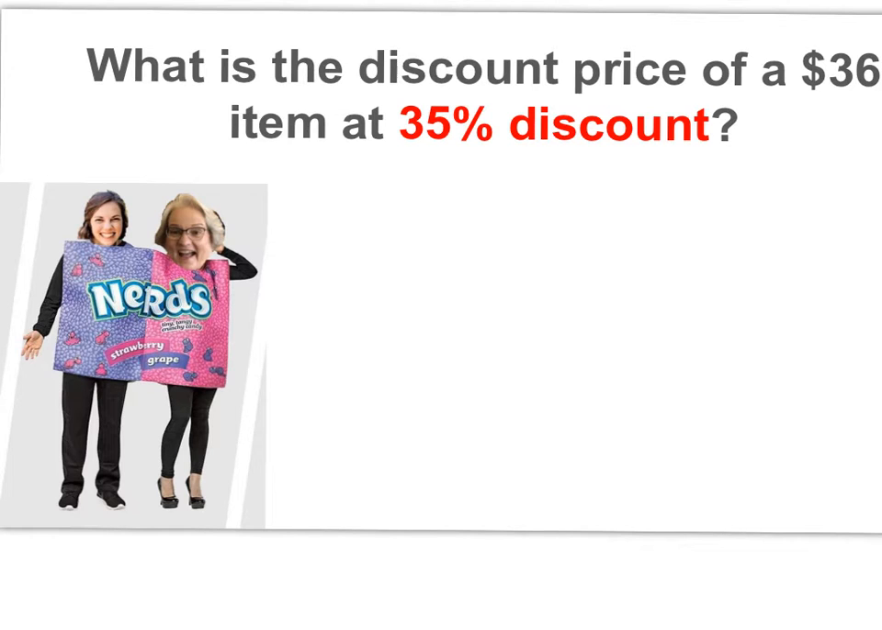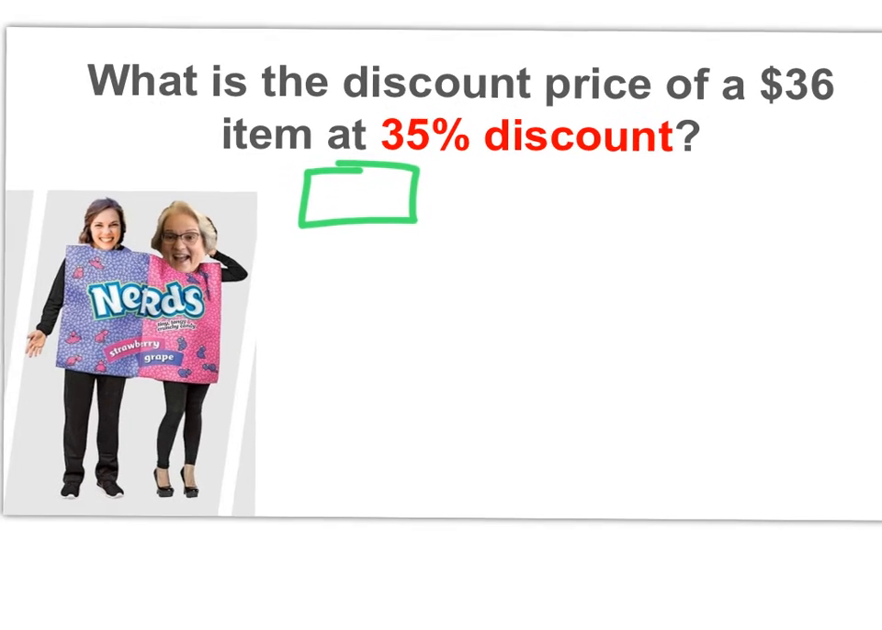All right, this is a quick review on percent discounts and taxes and tips and things like that where a price or something is going up or down by a specific percent. So what is the discount price of a $36 item at a 35% discount? So let me draw a picture of this real quickly. It means we have this thing that started out as a $36 item.